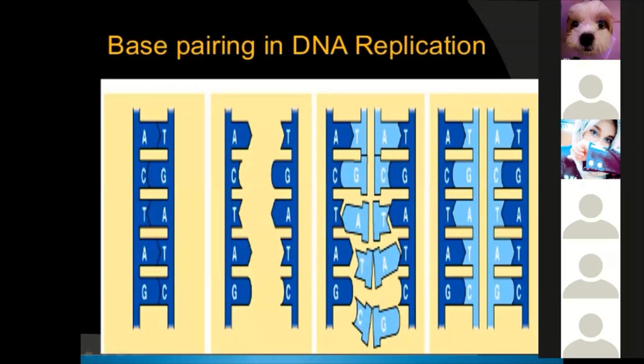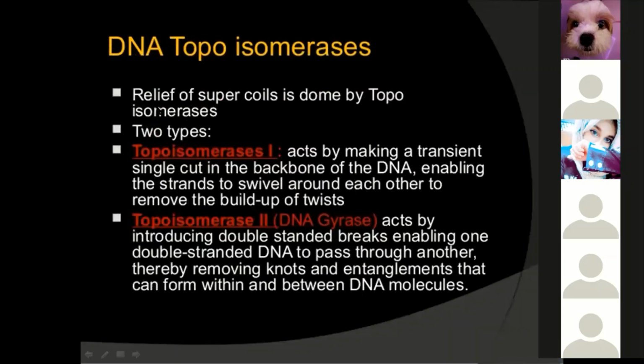And then you have DNA topoisomerases, which are responsible for relief of supercoils. There are 2 types of topoisomerases. One is topoisomerase 1, which acts by making a transient single cut in the backbone of the DNA, enabling the strands to swivel around each other to remove the buildup of twists. So it makes only a single cut, which removes the twists. So there won't be any twists in between.